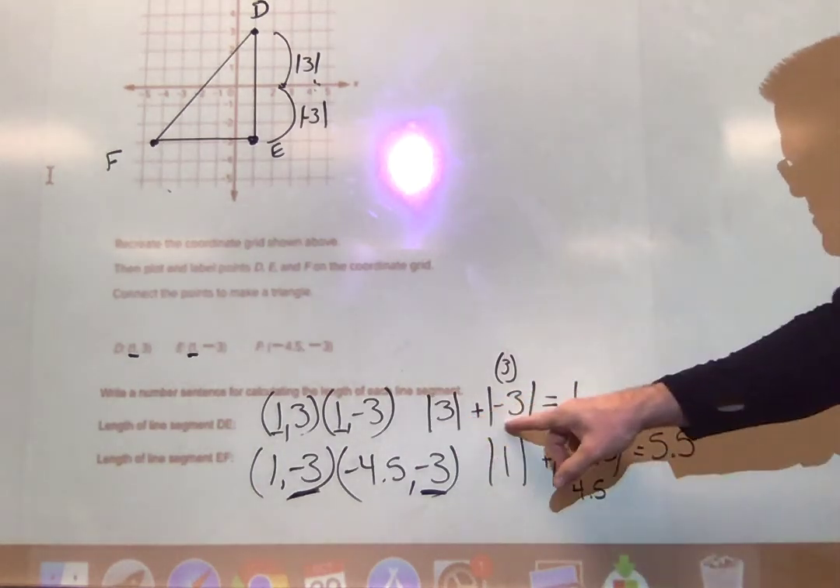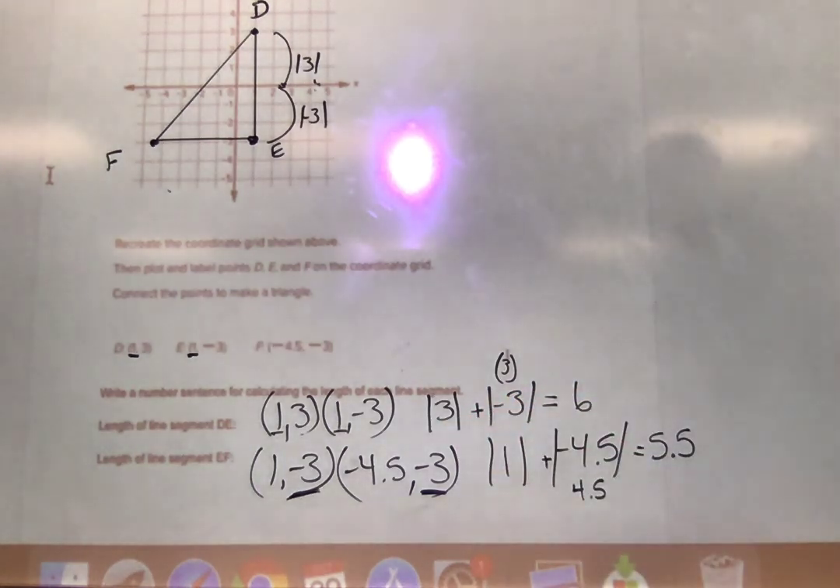Big point is here, can you do it with absolute value? Okay, and knowing that's the distance to a 0 line. So make sure you get those number sentences written there. That would calculate that distance.